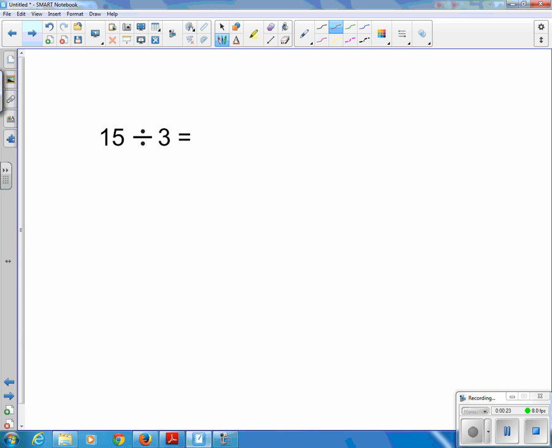Don't forget, in division we have a dividend, which is the first and biggest number. We have our second number, that's our divisor. And the way that we show repeated subtraction is first we put our dividend, the biggest number, and then we're going to subtract it by the divisor. So we're going to put 15 minus 3.